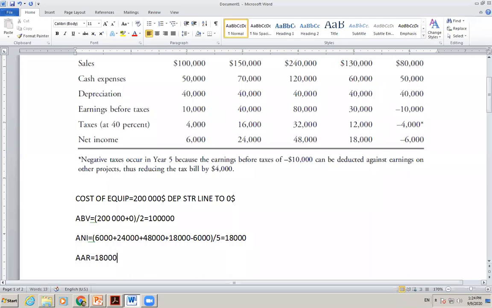So the average accounting return is equal to 18,000 divided by 100,000, and the rate is equal to 0.18, or 18%. If you have put the target rate as, let's say, 25%, then you should not accept this project because your average accounting return is less than this 25%. This is the calculation of average accounting return.